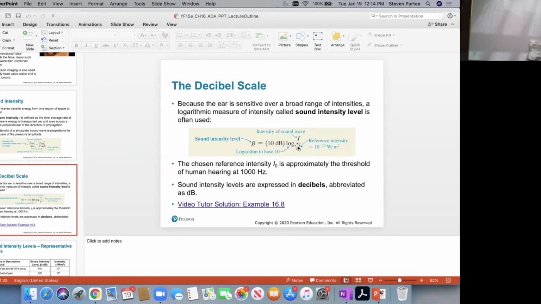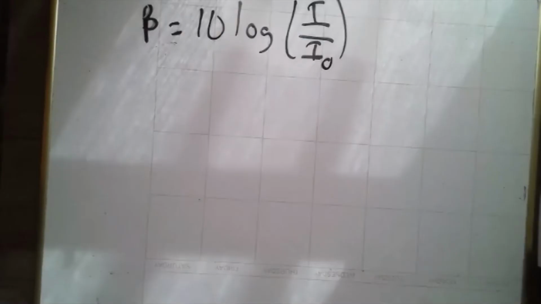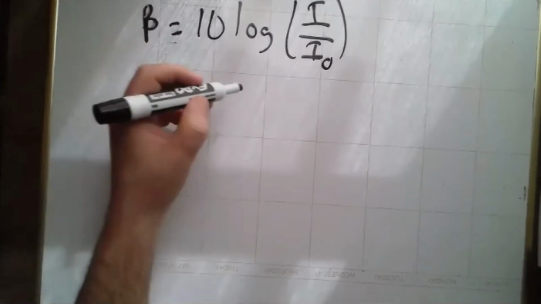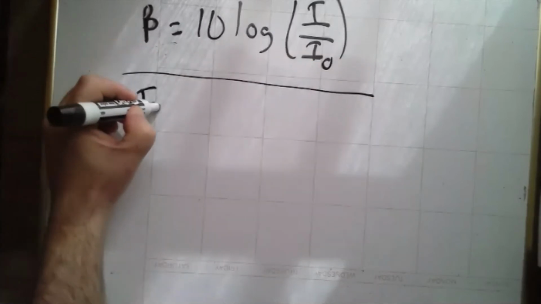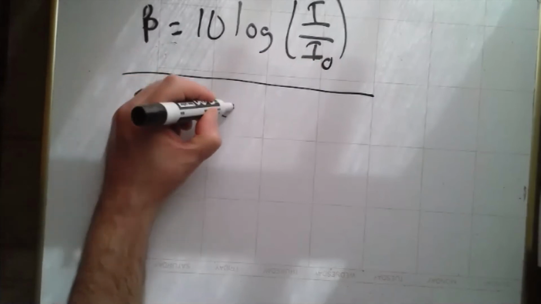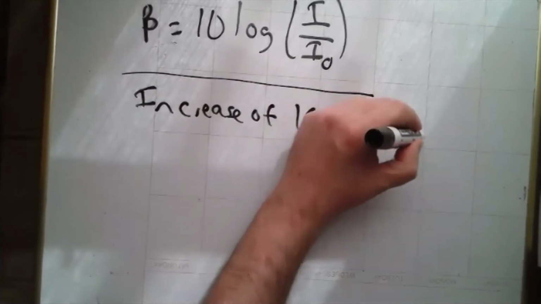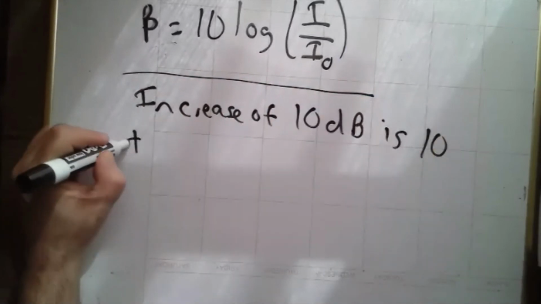Okay, so let me write down this formula. A 3 decibel sound plus a 5 decibel sound is not an 8 decibel sound. This is a logarithmic scale. It is not additive. We're on a logarithmic scale. In fact, this is what you want to memorize. An increase of 10 decibels is 10 times louder.